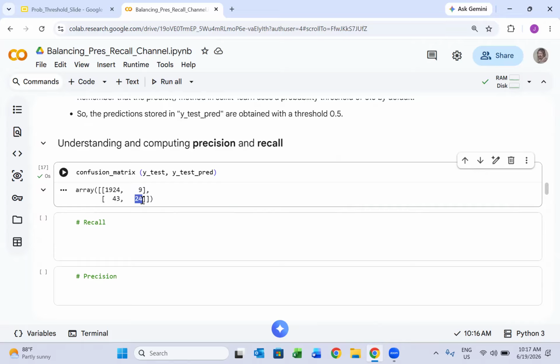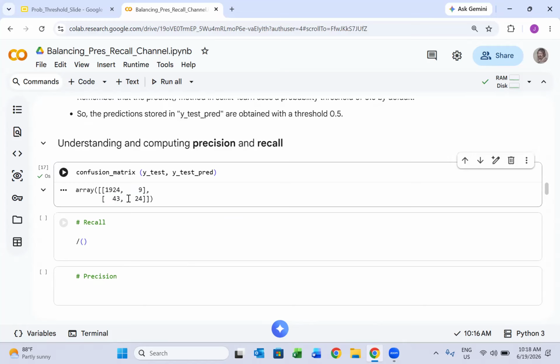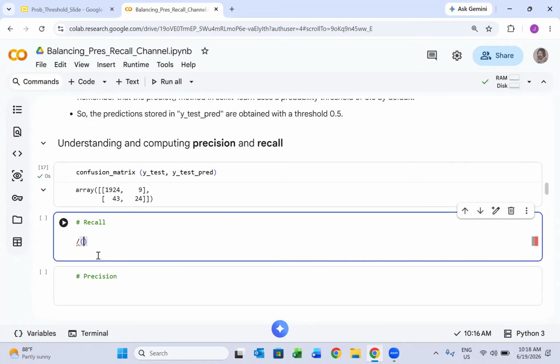So let's get the total number of actual positive observations, right? What is the total number of actual positive observations? And that will be the bottom of the recall calculation. 43 plus 24. Let me type it and then I'll explain. 43 plus 24, because that's the number of false negatives and true positives, okay? All of those are observations that are actually positive, right? So both the false negatives and the true positives are actually positive observations, okay?